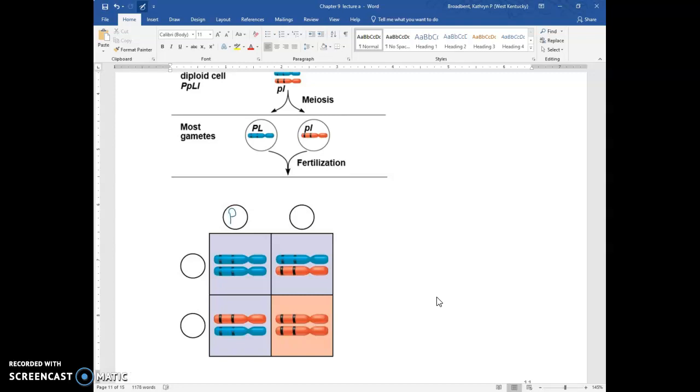We tend to get a dominant here. This would be PL. This would be PL. This is a lowercase p and an L. This is a lowercase p. So this is what we tend to get. And so this individual is PPLL. This one is PL. P, little p, big L, little l. This one is lowercase. And this one is homozygous.